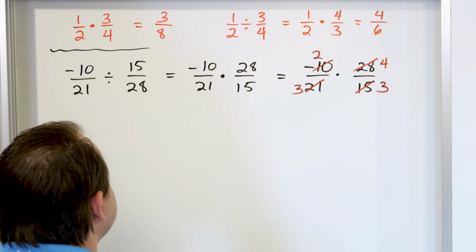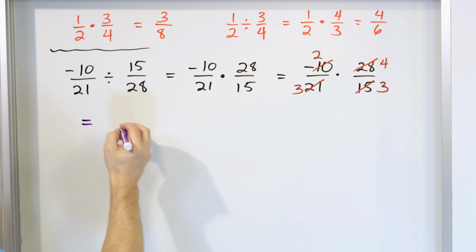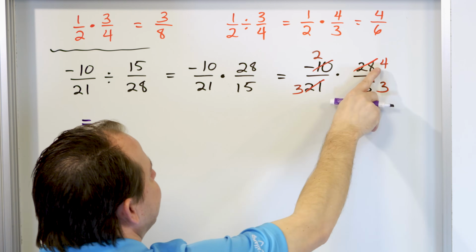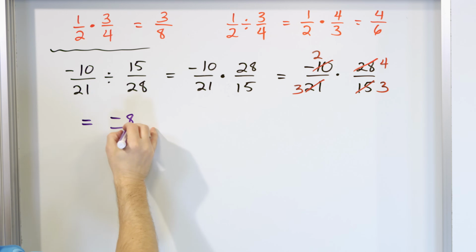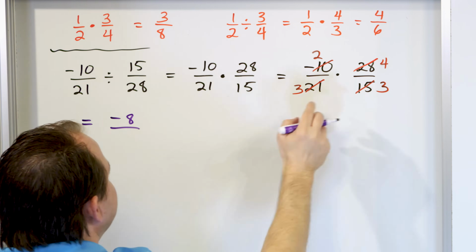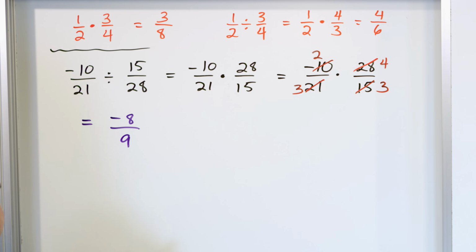So then what I'm going to do is multiply the tops and multiply the bottoms. This is a -2 times 4, which would be -8. And this would be 3 times 3, which is 9. So the answer is -8/9. Circle that in your answer. You can't simplify it anymore. You can't divide top and bottom by something common, so you're done.